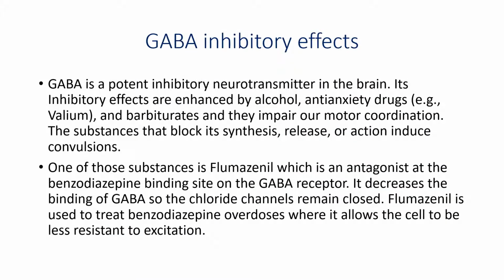GABA is a potent inhibitory neurotransmitter in the brain. Its inhibitory effects are enhanced by alcohol, anti-anxiety drugs, and barbiturates, and they impair our motor coordination. The substances that block its synthesis, release, or action induce convulsions. One of those substances is flumazenil, which is an antagonist at the benzodiazepine binding site on the GABA receptor. It decreases the binding of GABA, so the chloride channels remain closed.